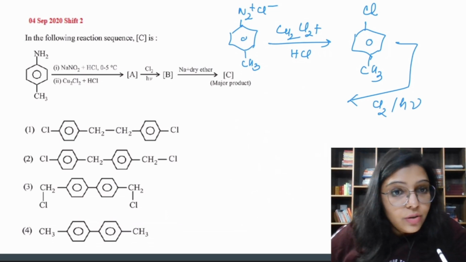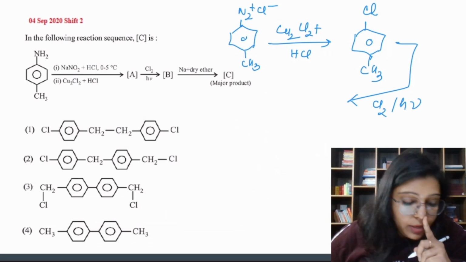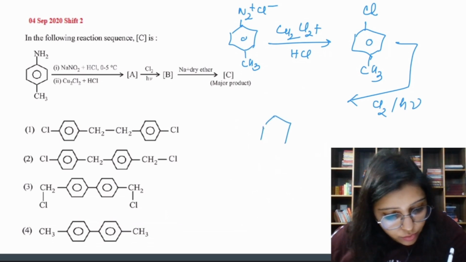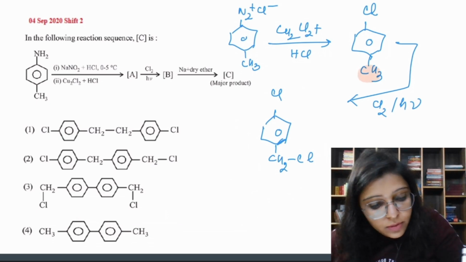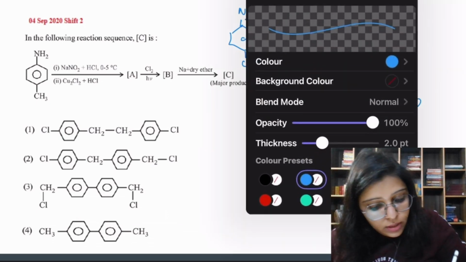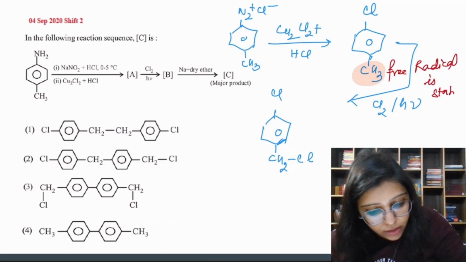Side chlorination of alkyl benzene, or CH3, right? So what we are going to do? We are going to write CH3 CH2Cl, because a free radical is formed and the free radical is stable over here, right? The free radical is stable over here.